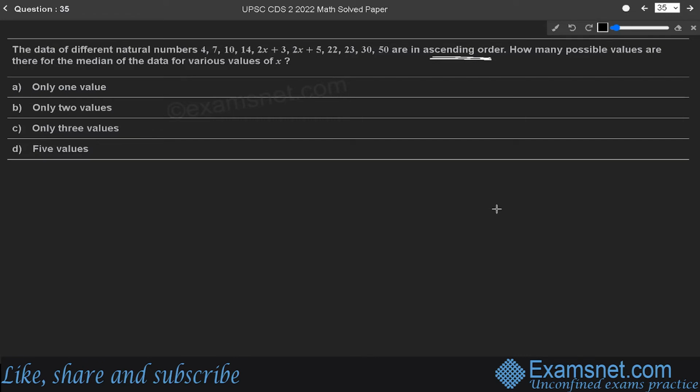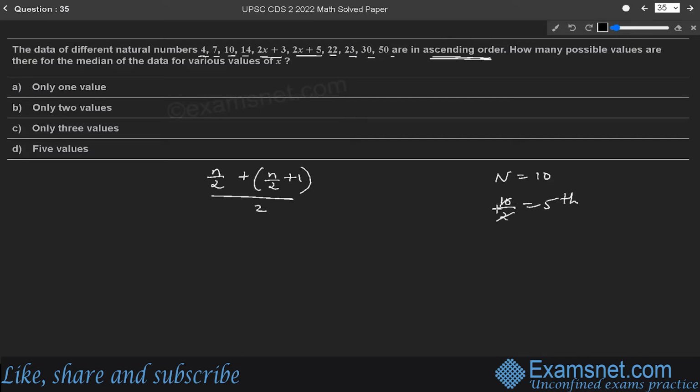For the median, we have to find the n by 2th term. You know that the formula for finding the median is n by 2 plus n by 2 plus 1, all divided by 2. So first let us count the total number of terms here: 1, 2, 3, 4, 5, 6, 7, 8, 9, 10. So the total number of terms is 10. So n by 2 will be 10 by 2, which is the 5th term.